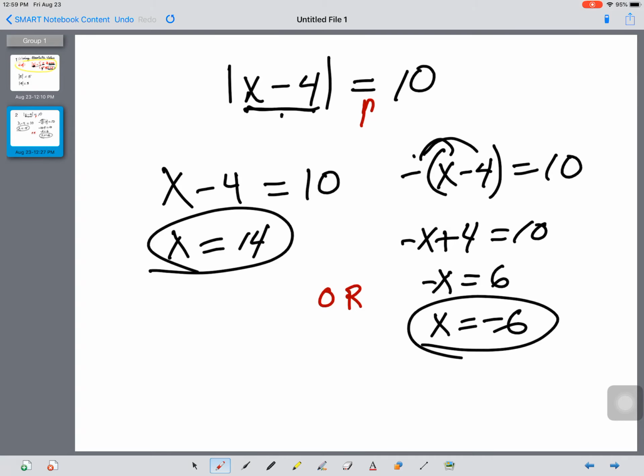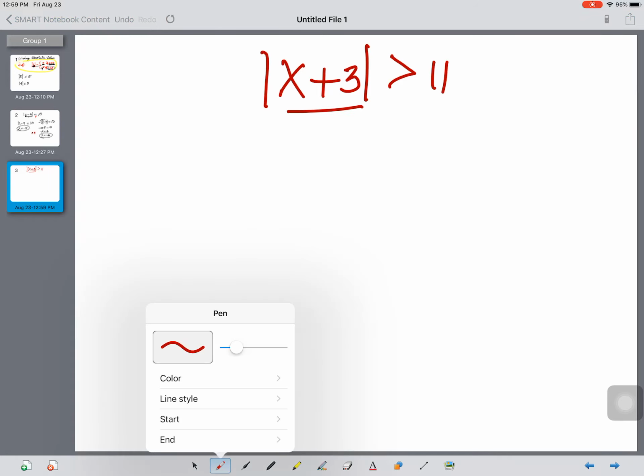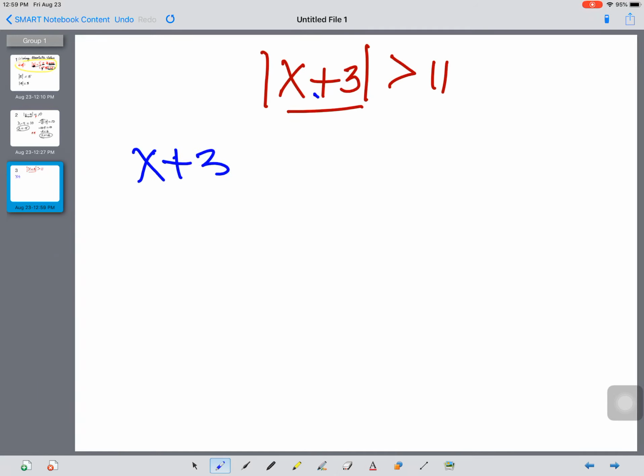Let's try another problem. Let's take the absolute value of x plus 3 is greater than, let's go with 11. Just making up a problem. Again, it's the stuff inside. So if that stuff is positive, then you just take that stuff. So let's assume that this is positive, so then it's just x plus 3 is greater than 11. But what if this is negative? Then I need to take the opposite of that stuff.